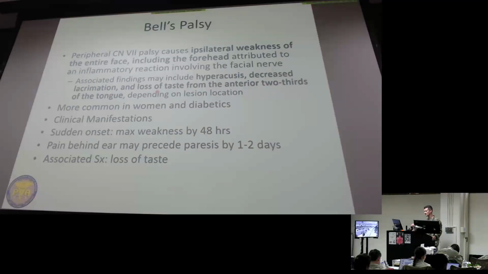I haven't seen that a ton in Bell's palsy. It tends to be the facial paralysis that drives people in. More common in women and diabetics.